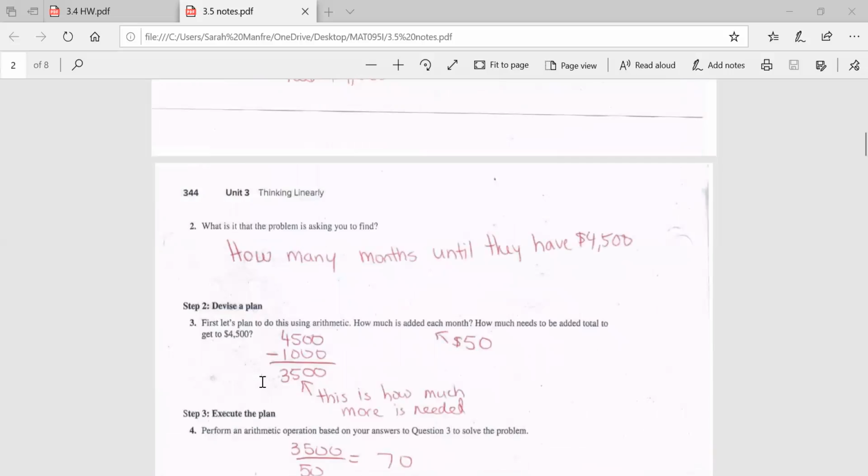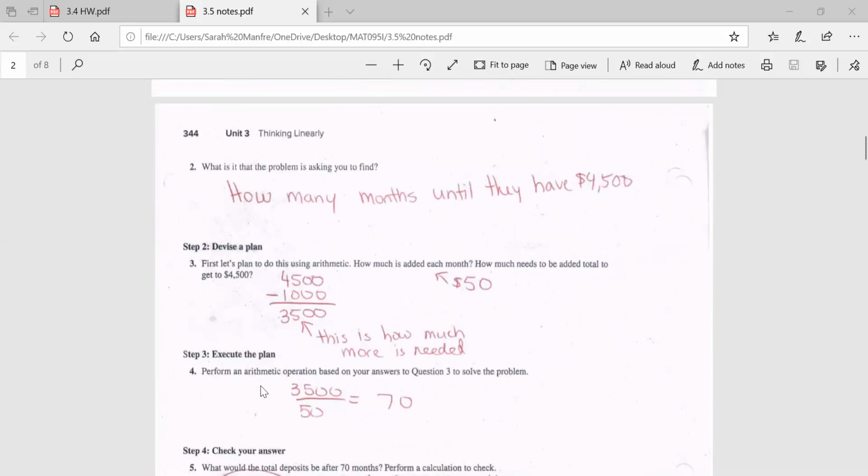All right, so let's look at this plan that we have laid out, step 2. So how much is added every month? $50 is what's added every month. How much needs to be added to get to $4,500? Well, let's think. They're starting with $4,500, and I subtracted 1,000. Think about it. Why do you think I did 4,500 minus 1,000? Okay, what is the significance of doing that? Well, the 1,000 was the initial amount that they already had, right? So they needed 4,500 in total. They already had 1,000, which means that they only need 3,500 more, okay? So that's the first important thing that we need to figure out.